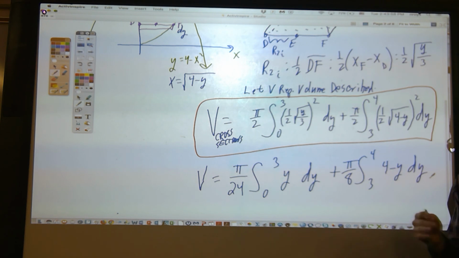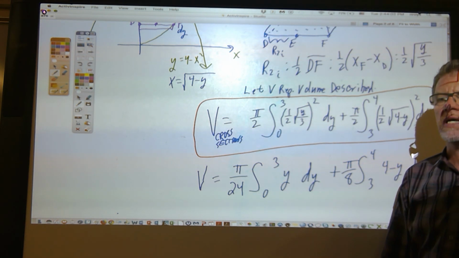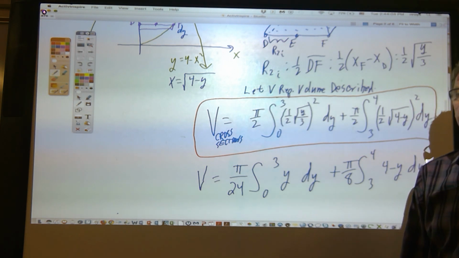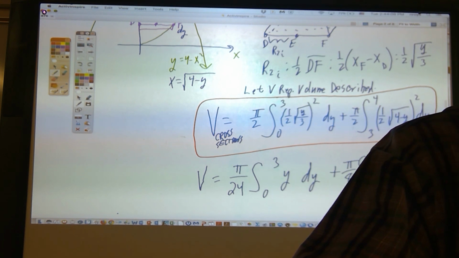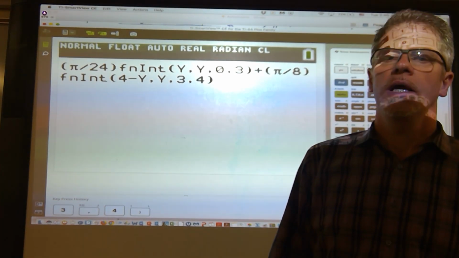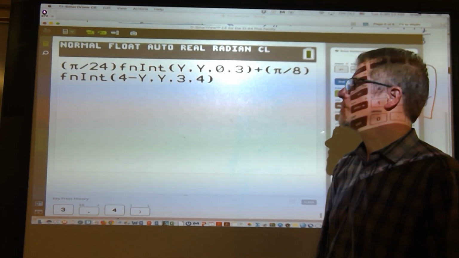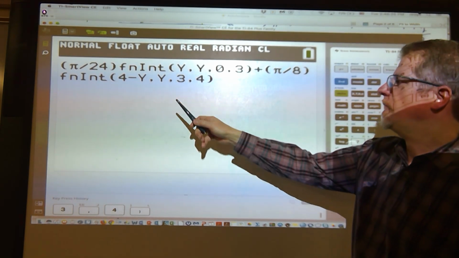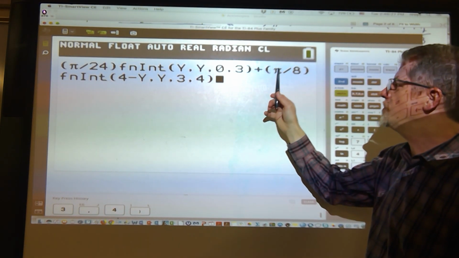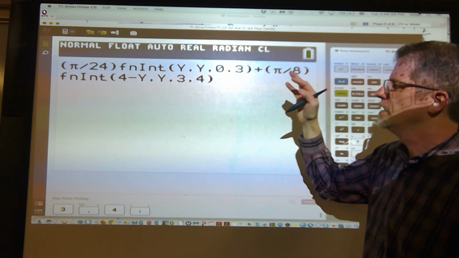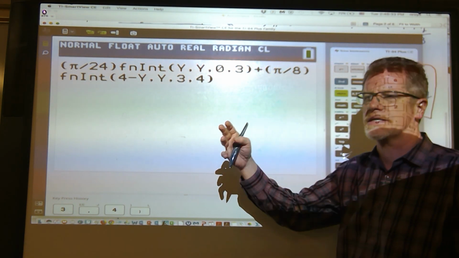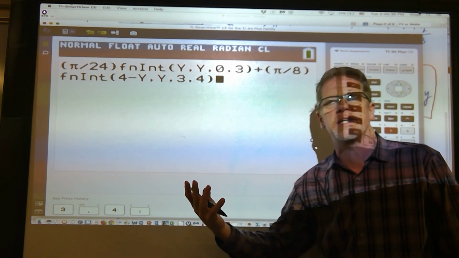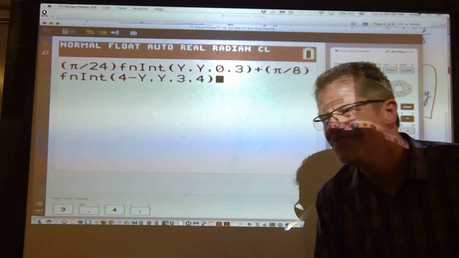So do the keystrokes, take out your calculator now. The standard on the AP test is 3 decimals. If you don't have a calculator, approach me now with the phone. Let's get the thing typed in and round it to 3 decimals. How are you doing on your calculator skills? I typed in pi over 24, math 9 of y, 0, 3, plus the second integral, pi over 8, definite integral 4 minus y, 3, 4. Of course, using the letter x or w would produce the same result.